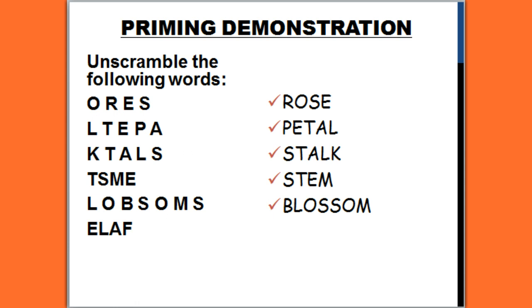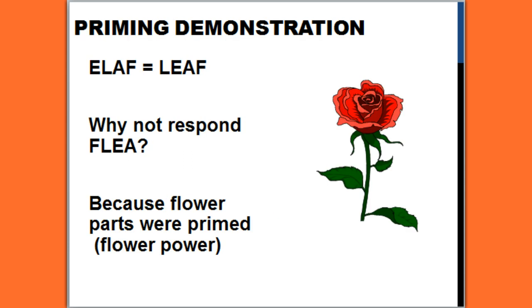So that last one, for those of you that did not get this, what would the last one be? And I'm guessing most of you would say leaf. And you wouldn't be wrong. There's a lot of different ways to interpret all those words. But because you had been cued or primed for the words that deal with flowers, most of you probably came to the conclusion that it was leaf, not flea. You wouldn't be wrong either way. It's just the fact that you were primed. And that's all I'm trying to show you there.